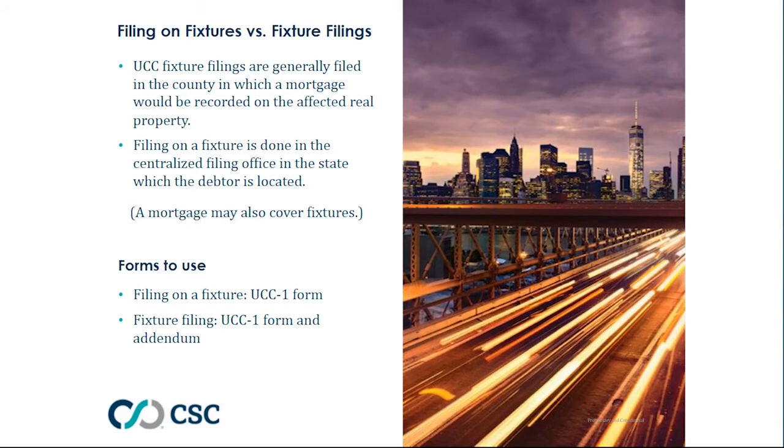UCC fixture filings are generally filed in the county in which a mortgage would be recorded on the affected real property, whereas a filing on a fixture is done in the centralized filing office in the state in which the debtor is located. Fixture filings will require both the UCC-1 form and the addendum, whereas a filing on a fixture only requires the UCC-1 form. In the upcoming demo, I'll showcase how CSC Lien Perfect aids in creating fixture filings.